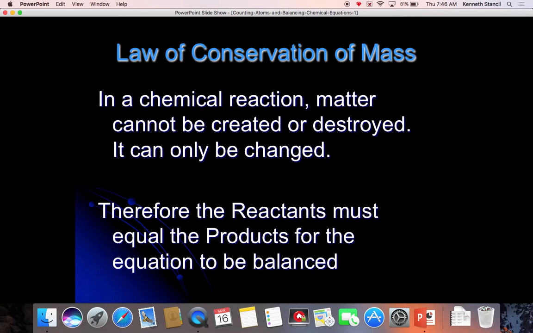They recombine. Therefore, the reactants and products must equal from one side to the other for our equation to be balanced. Science does not like unbalanced things. Chemistry doesn't like it at all. You have to be balanced when you're working in a lab. If not, you don't get the results you're expecting, and sometimes that can be dangerous.